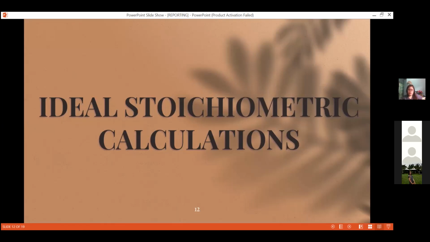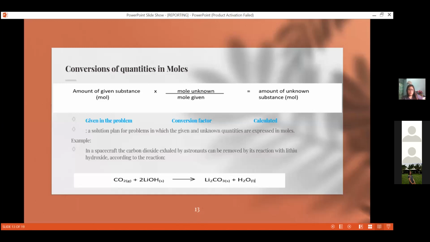Ideal stoichiometric calculations. Next, please. Conversions of quantities in moles. It is a solution plan for problems in which the given and unknown quantities are expressed in moles. So, the formula is the amount of given substance in mole times mole of unknown over mole of given substance equals the amount of unknown substance in mole.